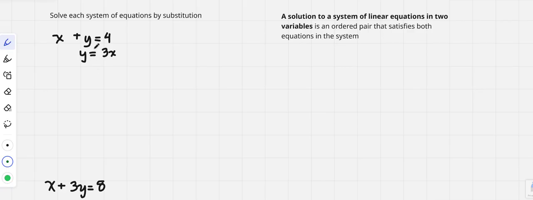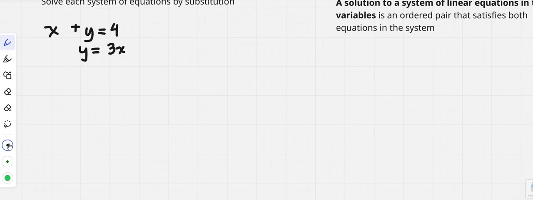So we're going to start by solving for one of the variables. Let's start by solving for y since it's already isolated. We're going to label our equations, equation 1 and equation 2, to keep it organized. And we're going to rewrite equation 2: y equals 3x is what we're going to use to substitute into equation 1.